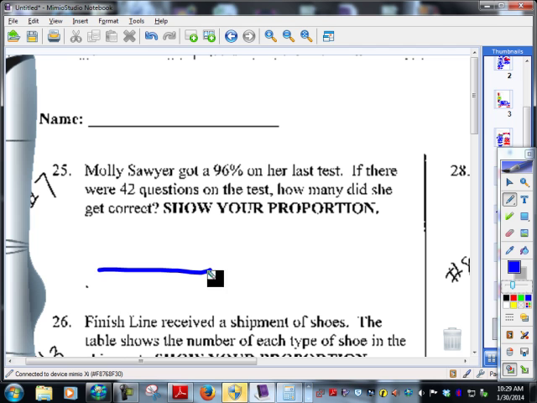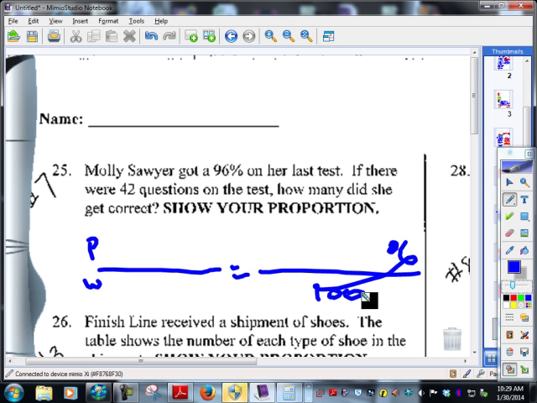Okay, here we go. One more of these, or two more. Here we go. Part to whole equals percent over 100. Check it out, guys. Molly Sawyer got a 96% on her last test. What is that 96 representing? The percent she got. Yeah, but I'm going to say it like this: she got 96% of the questions correct.